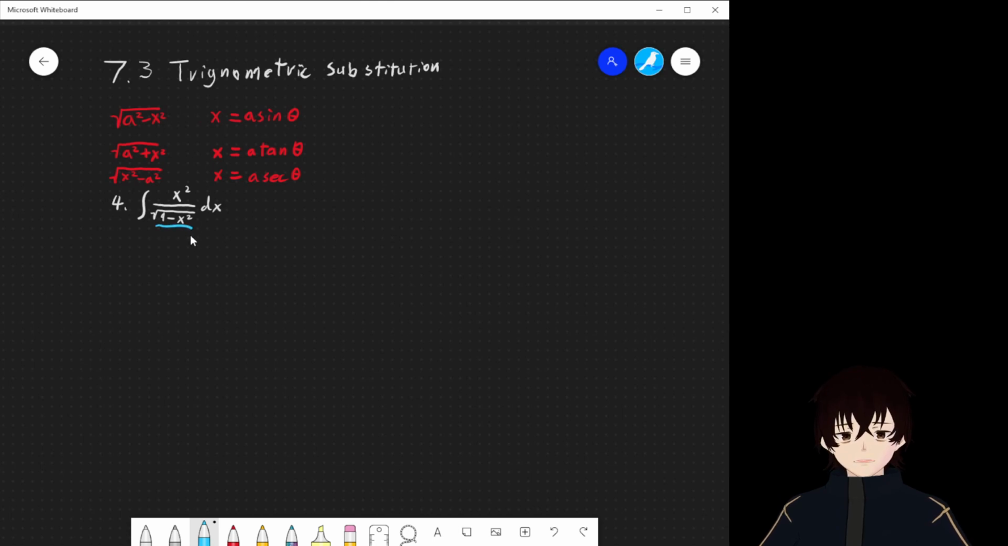And it's easy to see that this part fits into the first case, which is square root of a squared minus x squared. A would be 3 because we have 9. 9 is 3 squared. So if we do the substitution, x should be equal to 3 sine theta, and dx would be equal to 3 cosine of theta, d theta.